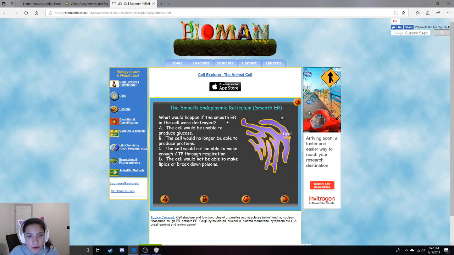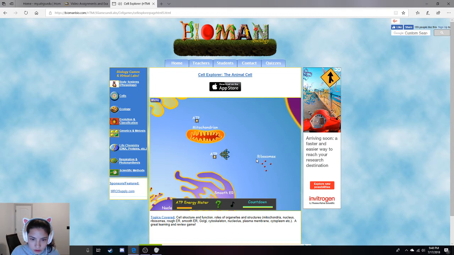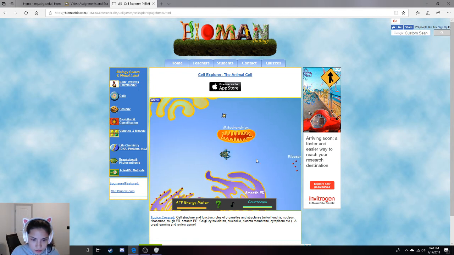What would happen if the smooth ER in the cell were destroyed? The cell would be unable to produce glucose, the cell would no longer be able to produce proteins, the cell would no longer be able to make enough ATP through respiration, or the cell would not be able to make lipids or break down poisons. ATP energy.